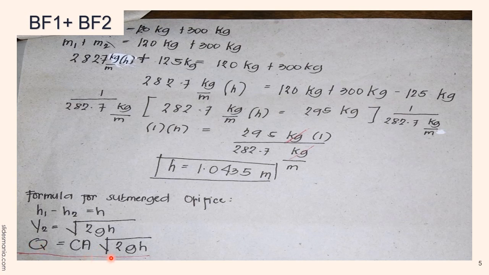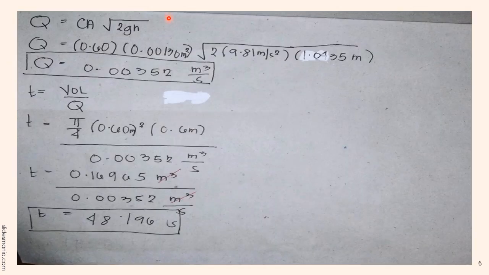Solving for the time required, first is getting the discharge with the formula Q equals CA times the square root of 2gH. Q equals 0.60 times 0.00130 square meters times the square root of 2 times 9.81 meter per second squared multiplied by 1.0435 meters. And our answer would be Q equals 0.0352 cubic meter per second.